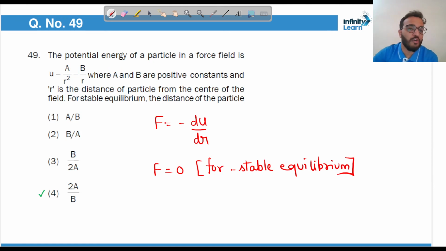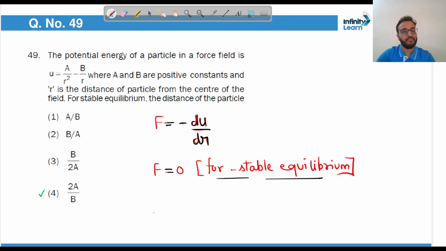This is a very common formula. The formula for conservative force is minus of dU by dr. That means derivative of potential energy. Right? So you differentiate this whole function and equate force to be 0. That is the condition for stable equilibrium. You will find the value of r, which will come out to be 2a by b.